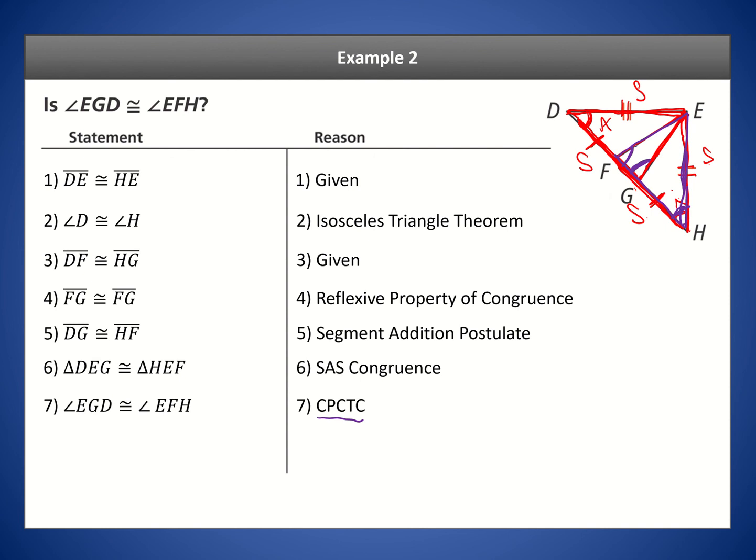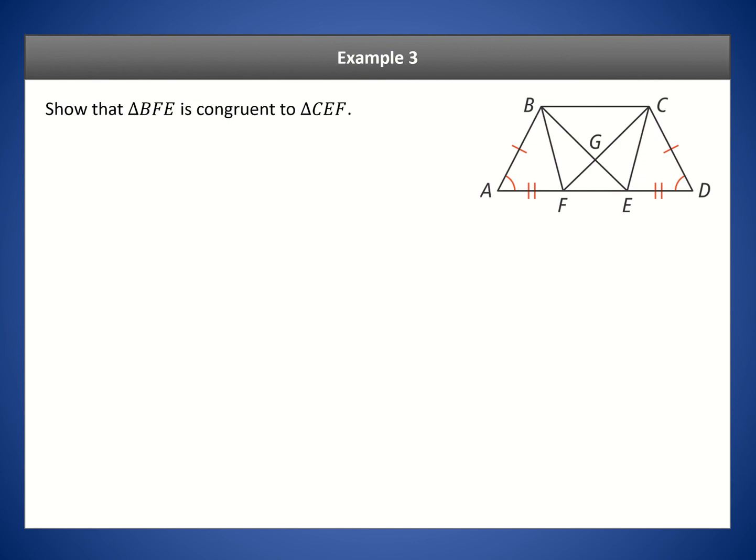And we should probably indicate this with a double arc because we already have a single arc for these two. So we know angle D is congruent to angle H, single arc. And so angle EGD, this angle here, is congruent to this purple angle, double arc. All right, so we showed that those two angles are congruent. Now let's look at another example. So show that BFE is congruent to CEF. So BFE, so we're referring to this triangle, is congruent to CEF.